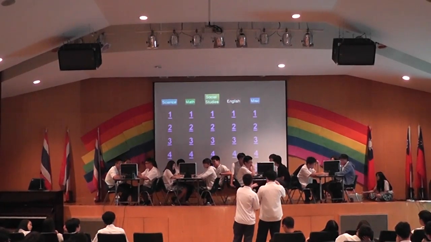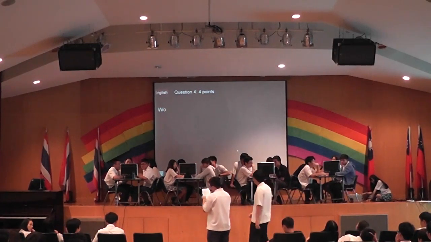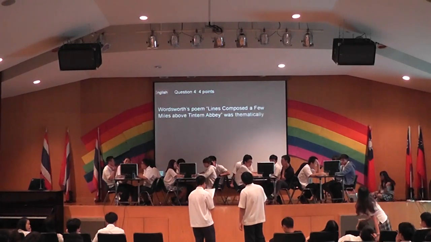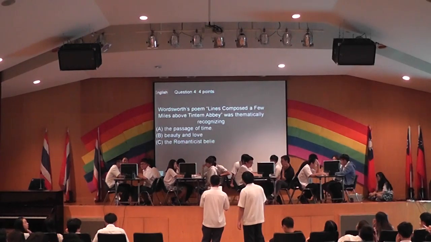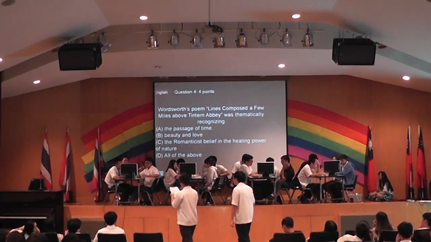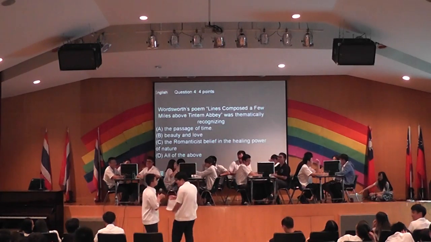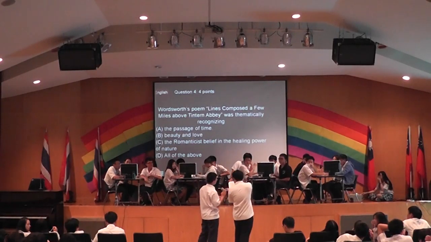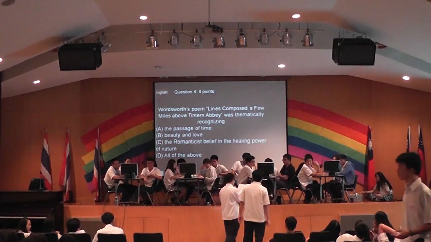English 4. Wordsworth poem, Lines Composed a Few Miles above Tintern Abbey, was thematically recognizing: A. The passage of time. B. Beauty and love. Team number 1. All of the above. That is incorrect. Team number 3. That is incorrect. Team number 4. That is correct.